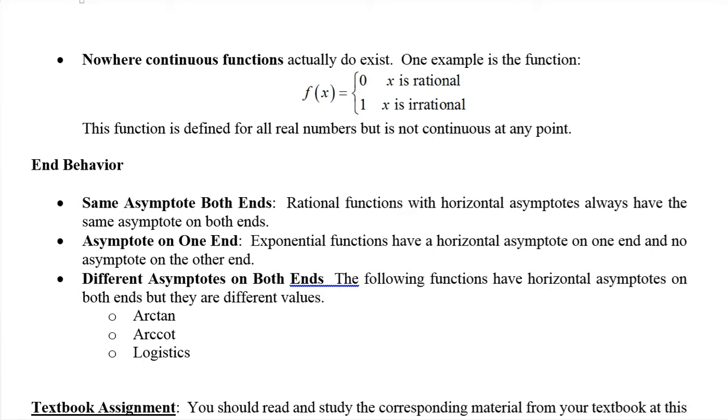Logistic functions had that, as well as arctangent and arccotangent, which had different asymptotes on both ends but did have limits. So the limit as x goes to infinity and the limit as x goes to negative infinity both exist, but they're not the same value. For example, arctangent: the limit on the left is minus pi over 2. The limit on the right is pi over 2. That's correct.